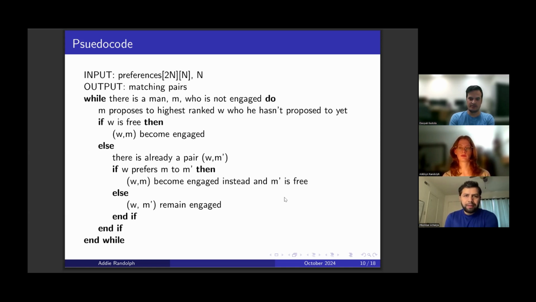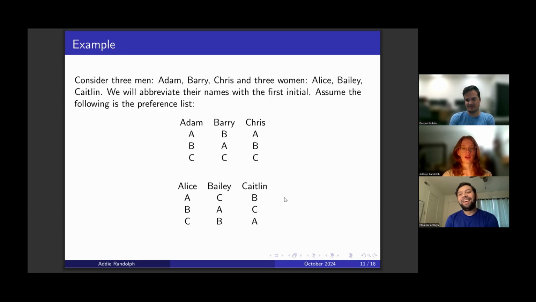So how do you rank the men or women? For example, you have M proposes to highest ranked woman. So how can we calculate the highest ranked woman? Is this based on feelings or emotions? Yeah, in this situation it's just their feelings of what they like most, right? It's just their list of preferences.